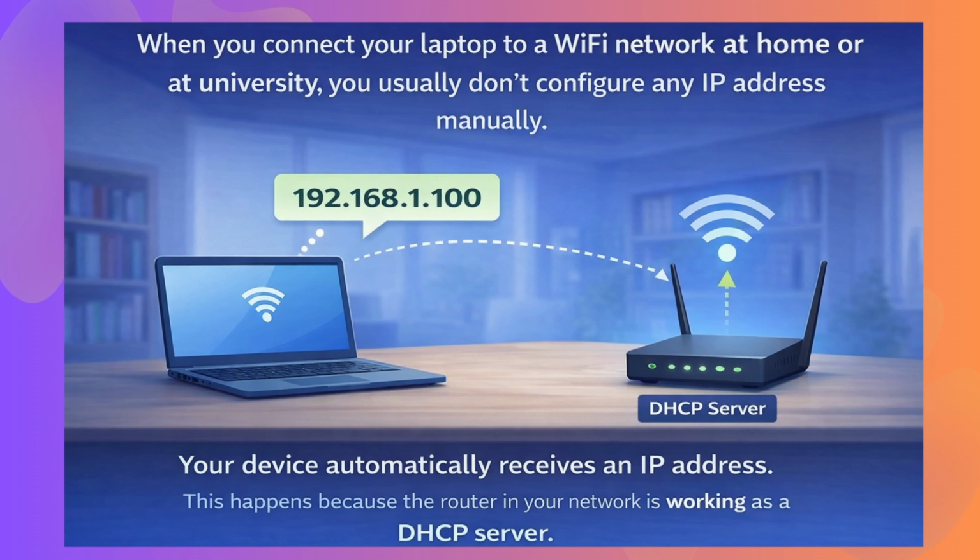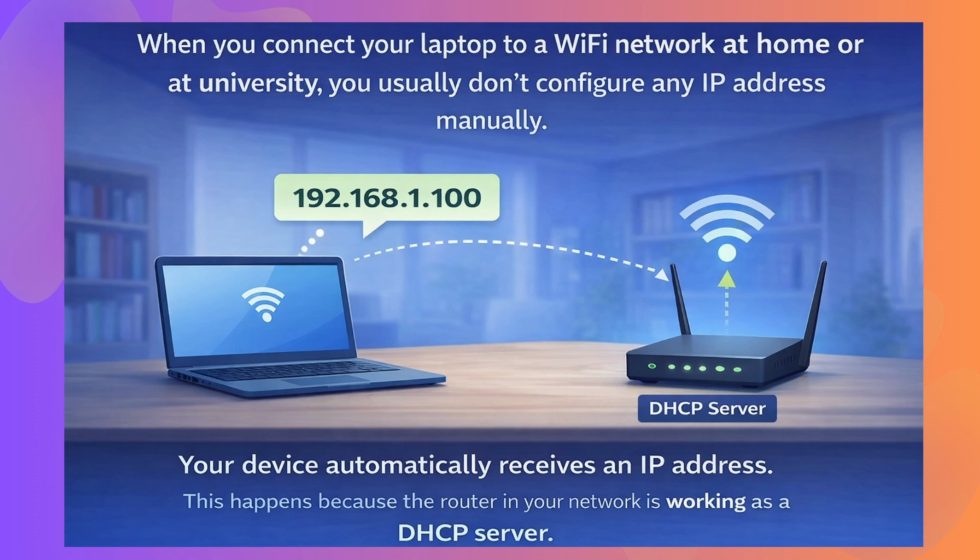For example, when you connect your laptop to a Wi-Fi network at home or at university, you usually don't configure any IP addresses manually. Your device automatically receives an IP address. This happens because the router in your network is working as a DHCP server. Today we will simulate the same concept using Cisco Packet Tracer.